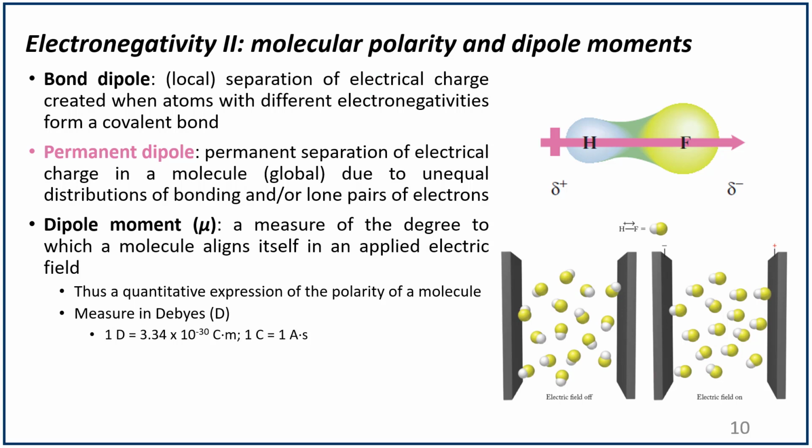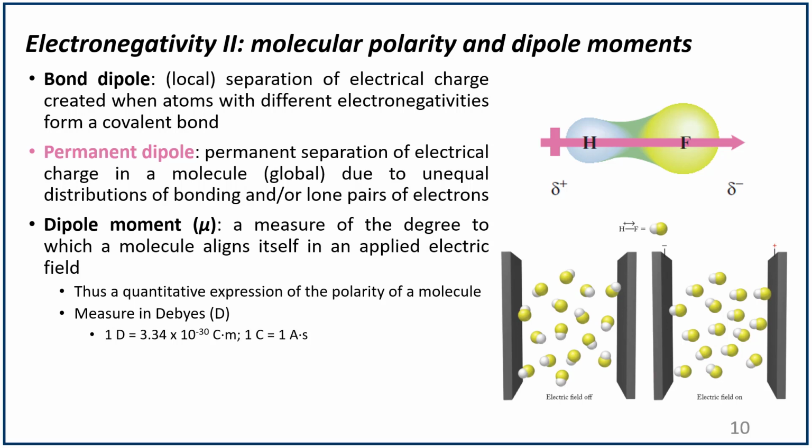If you want to talk about the overall polarity of the molecule, then that will just be the sum of all of those bond dipoles. Dipoles are what arise from an uneven sharing of electrons due to differences in electronegativity of atoms bonded to each other. And the sum of those bond dipoles in a covalent compound will result in the permanent dipole, which can be measured by a dipole moment.